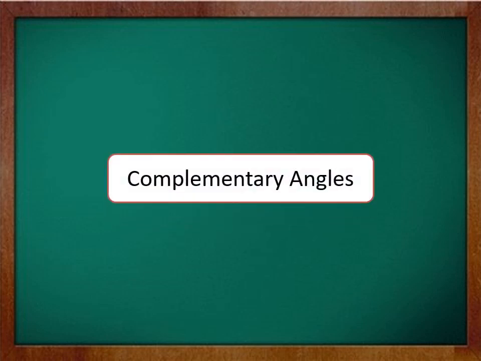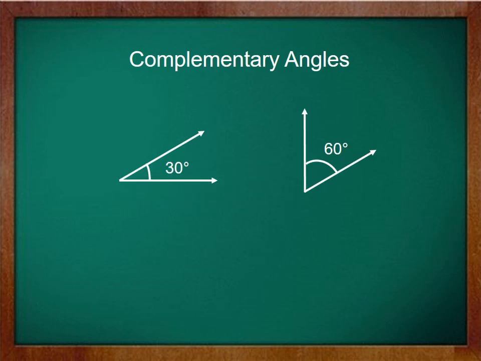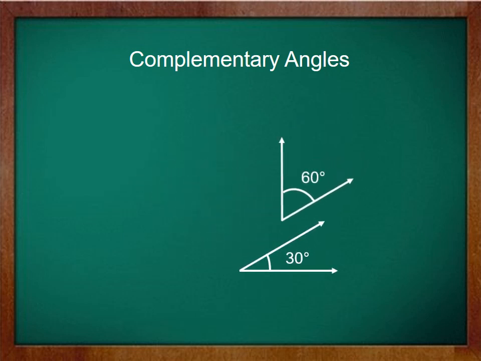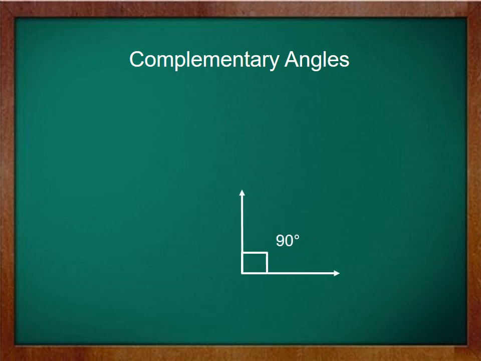Now let's learn about complementary angles. When the sum of two angles is equal to 90 degrees, they form complementary angles. If you look at two angles, one is 30 degrees and the other one is 60 degrees, and the sum of these two angles is equal to 90 degrees. Therefore, these angles are called complementary angles. So now if we place these two angles next to each other, they form a 90-degree angle. Therefore, these two angles are complementary angles.